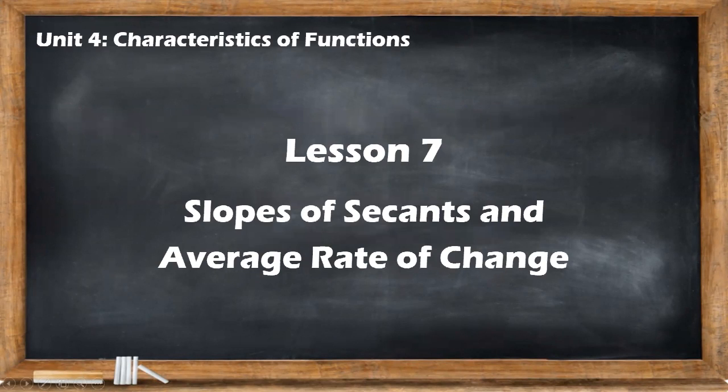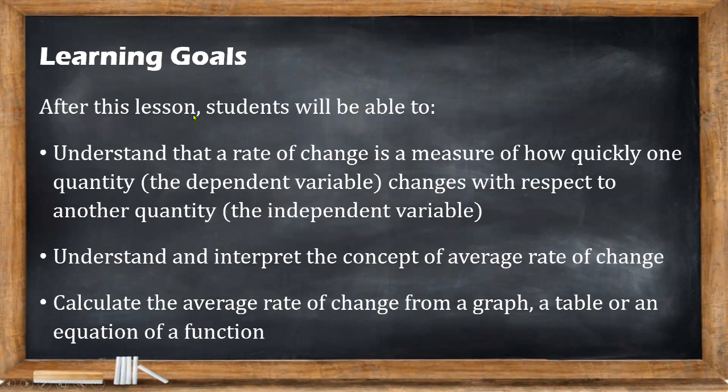So today we're going to learn slopes of secants and average rate of change. This is lesson 7 of unit 4. So first, let's have a look at today's learning goal.